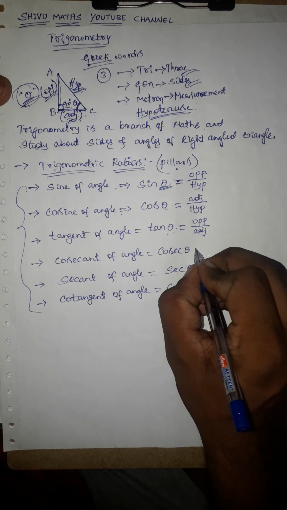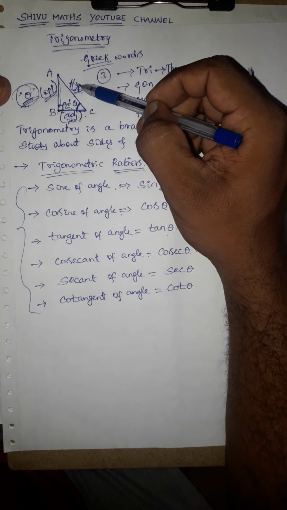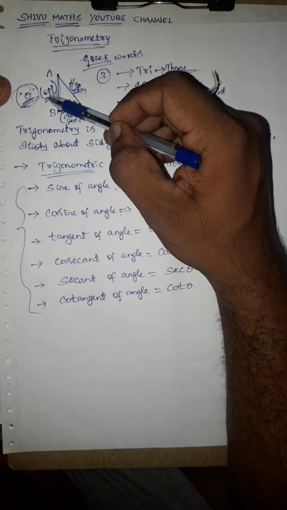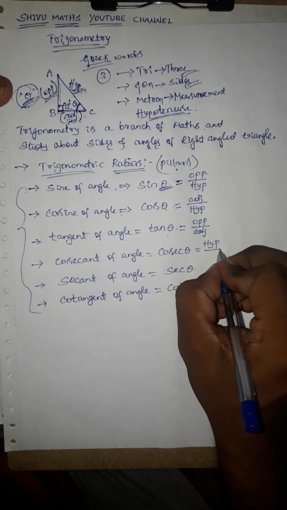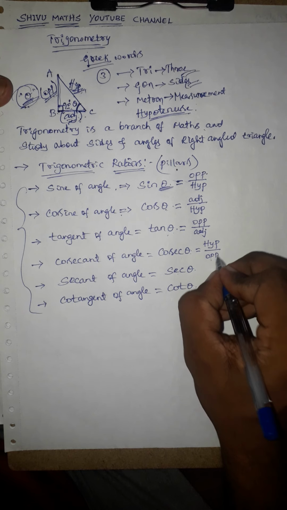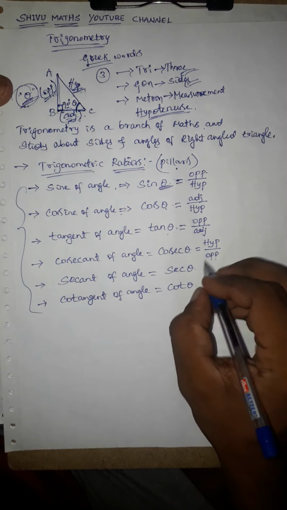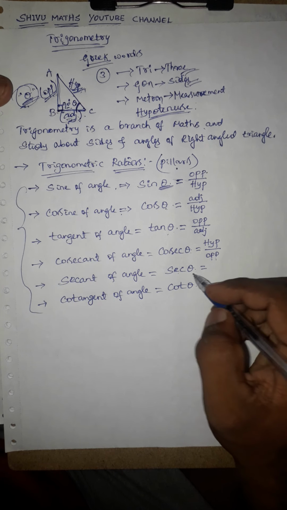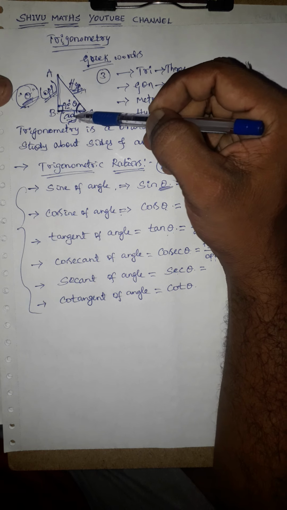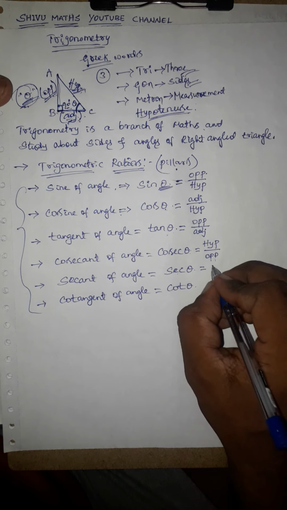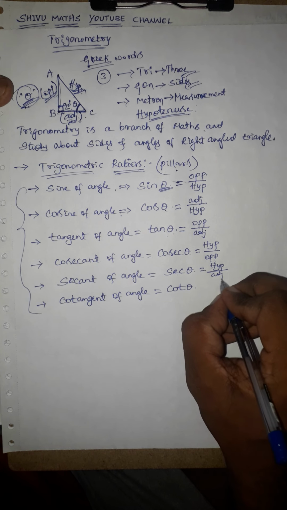Next one is cosecant theta. Cosecant theta is a ratio of the hypotenuse side to the opposite side. That is cosecant theta. Next one is secant theta. Secant theta is the ratio of hypotenuse side to the adjacent side.